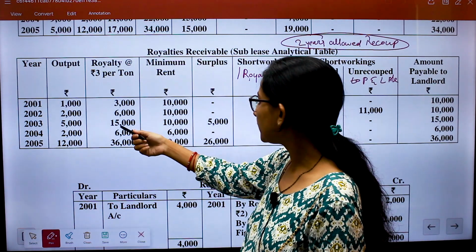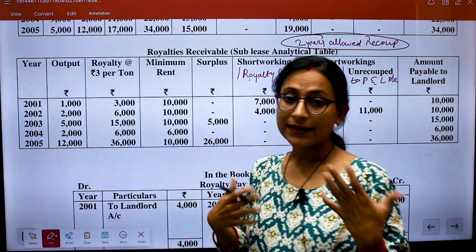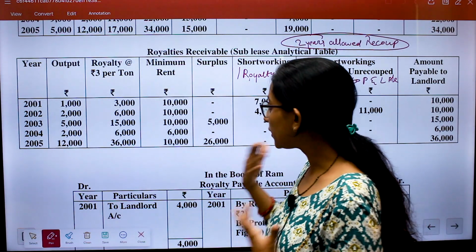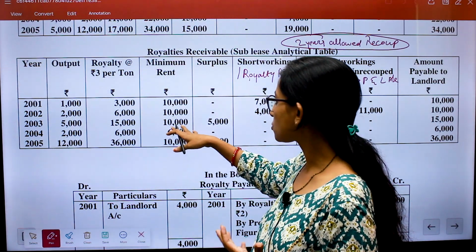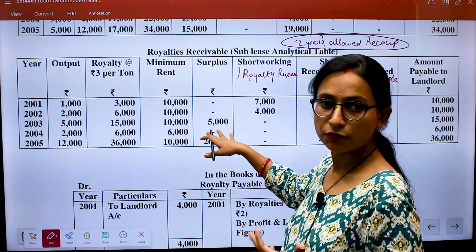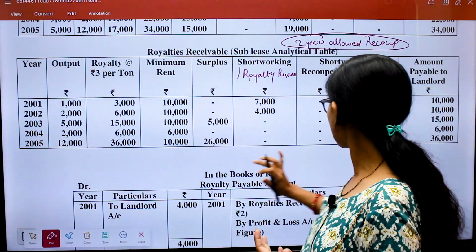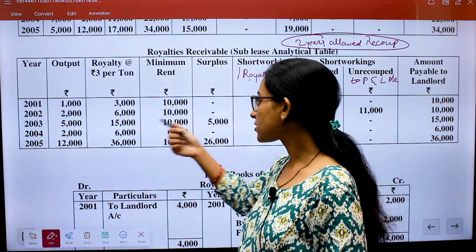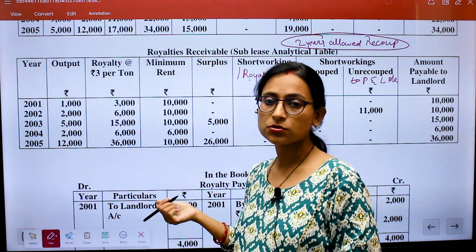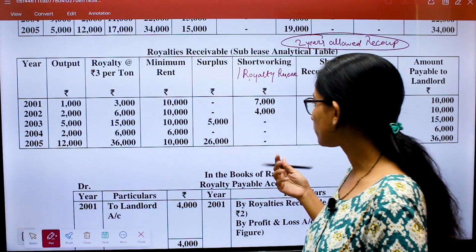And in the third year there is an excess of earning, meaning the royalty earned is 15,000 and the minimum rent is 10,000. So the surplus was rupees 5,000. Okay. Then the fourth year royalty is 6,000, and the minimum rent is also 6,000. So there is no surplus, no short working.